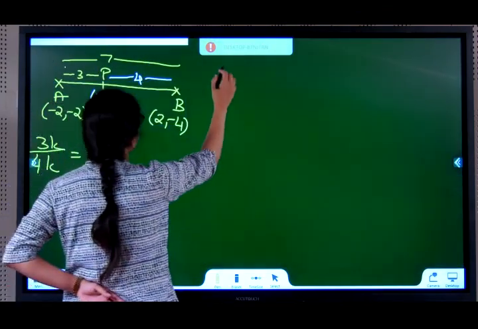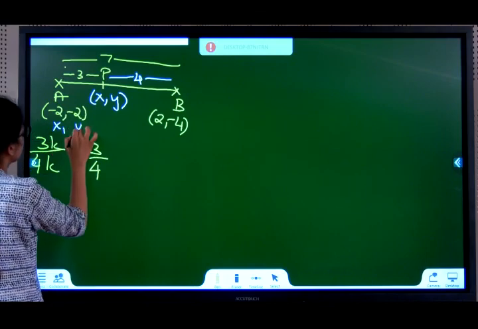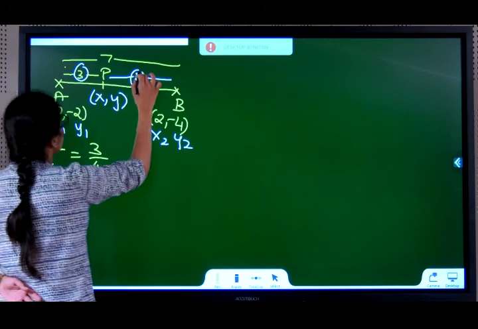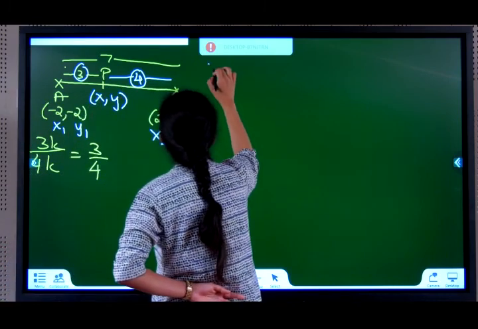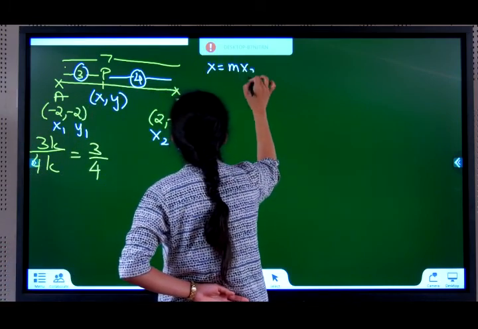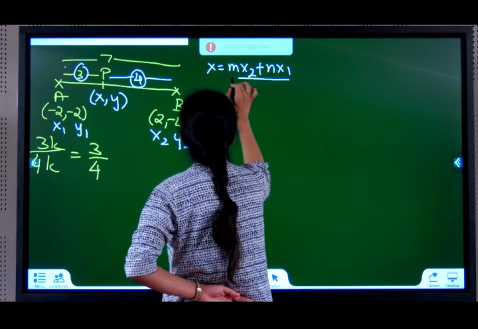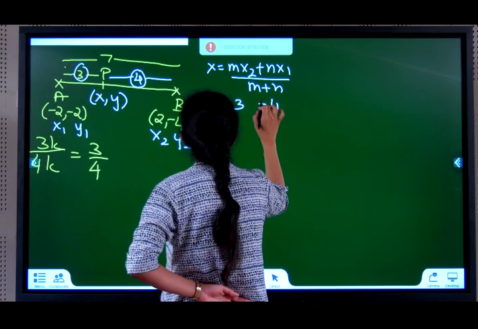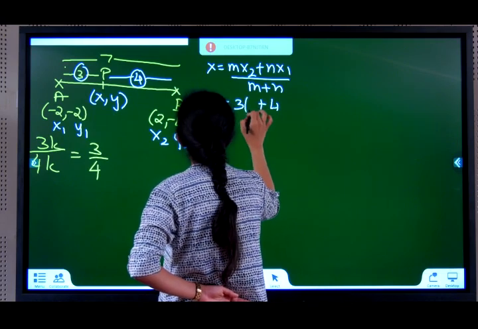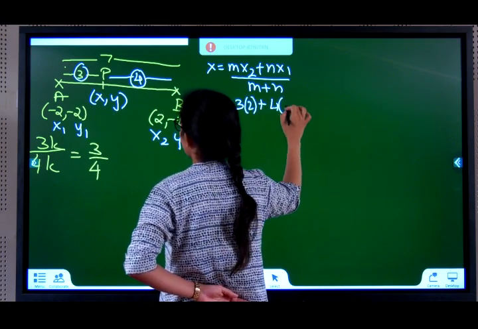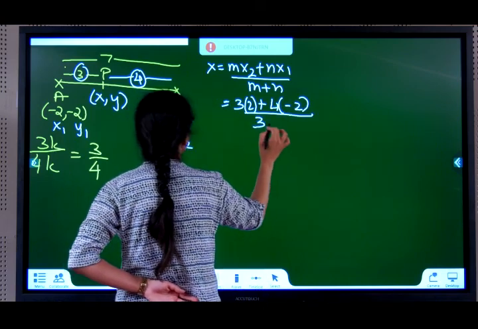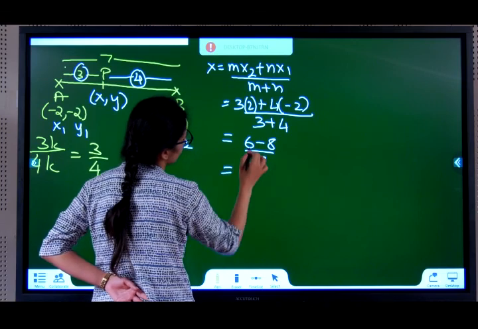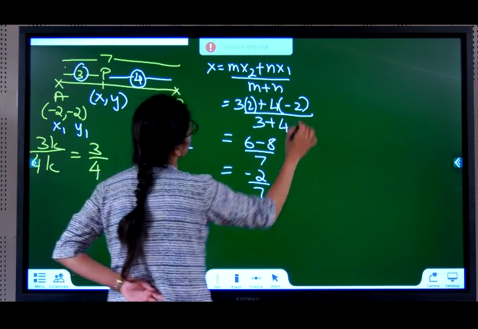Let's do it quickly. So you have x1, y1, x2, y2, x, y, and m and n. So you can therefore write x is equal to mx2 plus nx1 divided by m plus n. M is 3, n is 4. x2 is 2, x1 is minus 2, divided by 3 plus 4. 6 minus 8 by 7, minus 2 by 7.